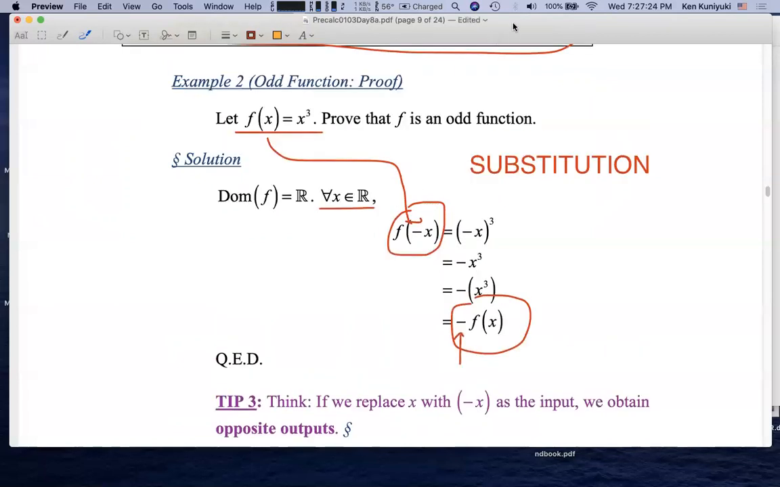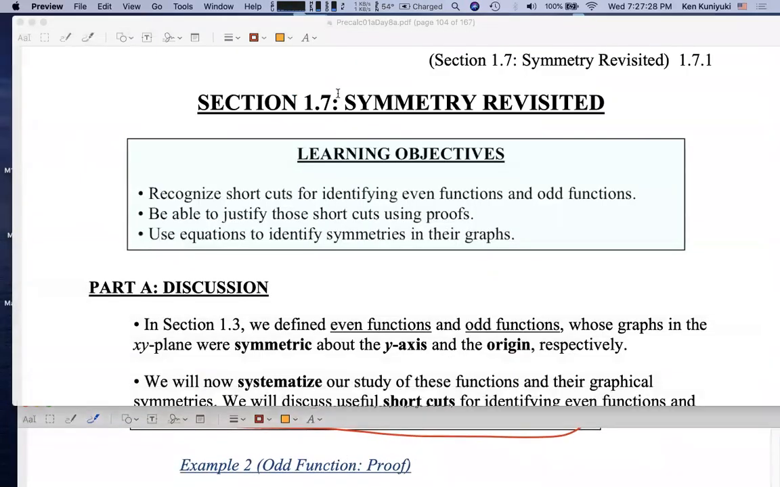So now we're going to talk about even functions and odd functions more generally in section 1.7.